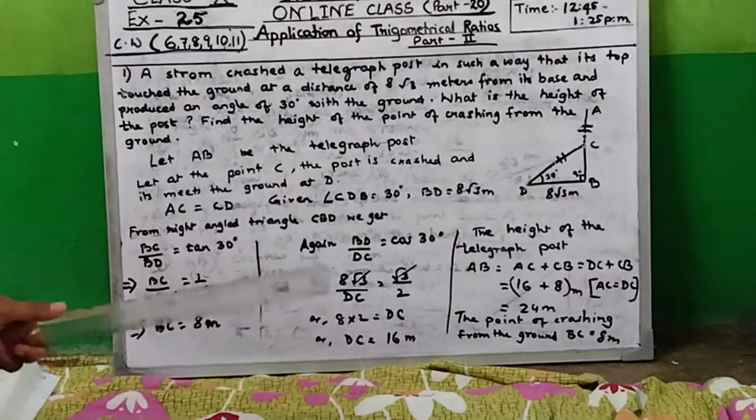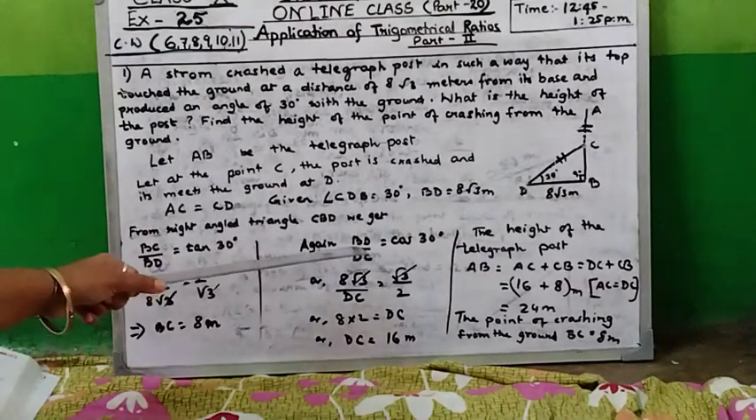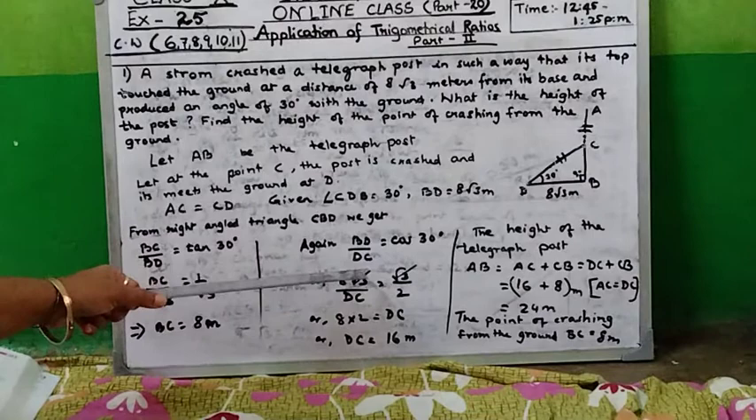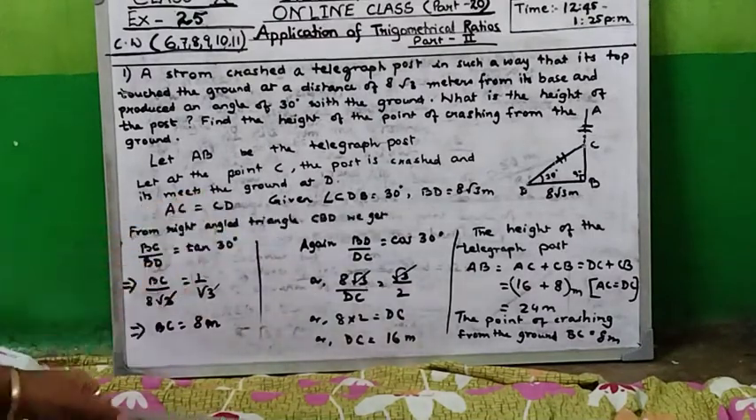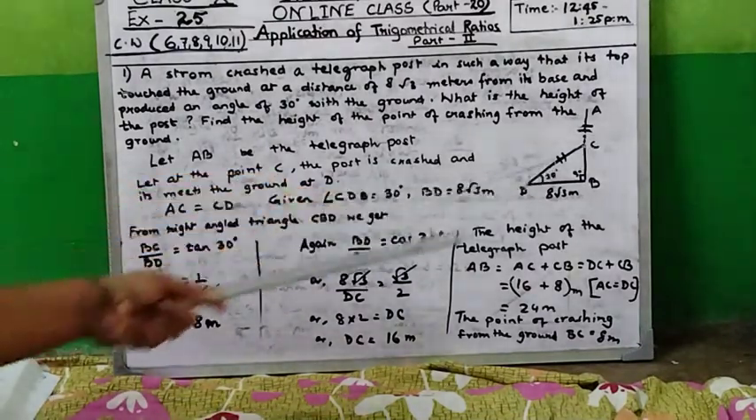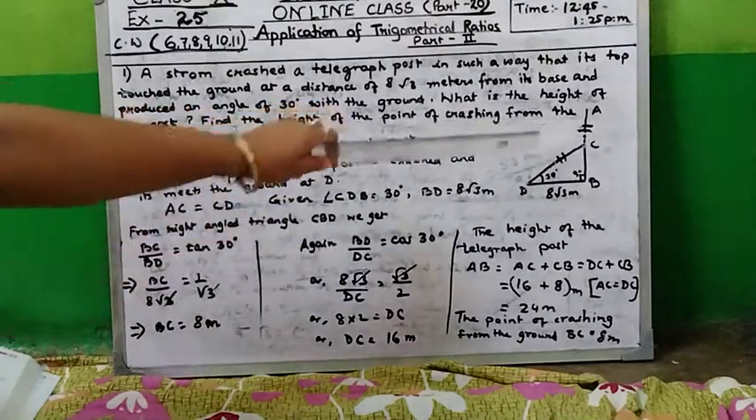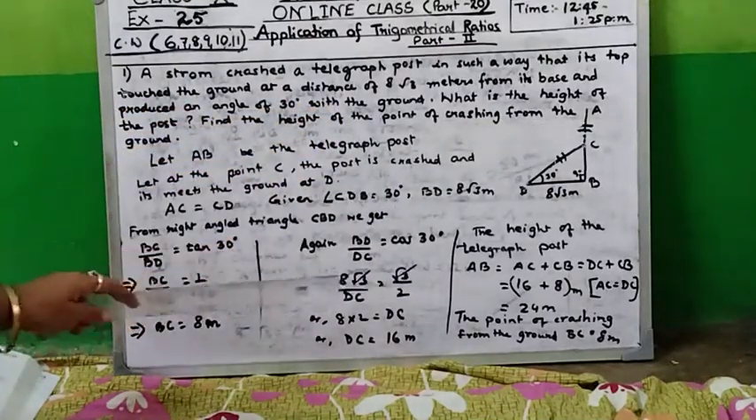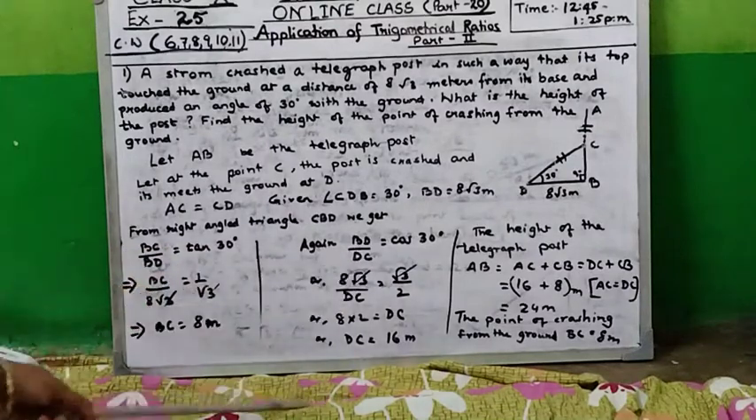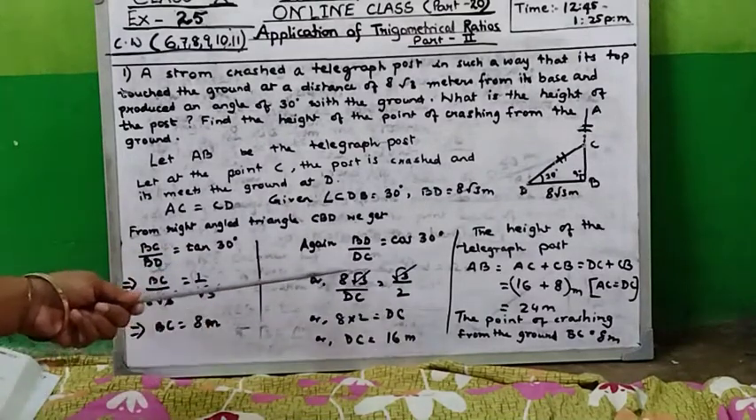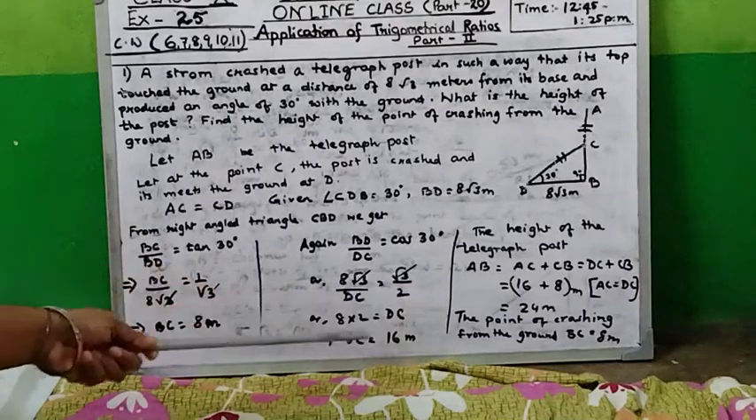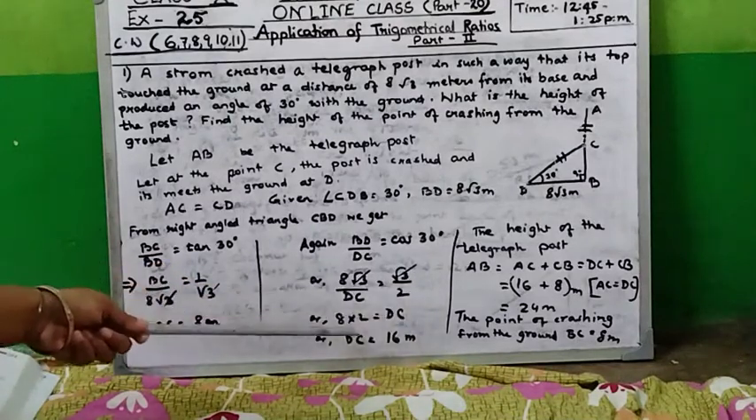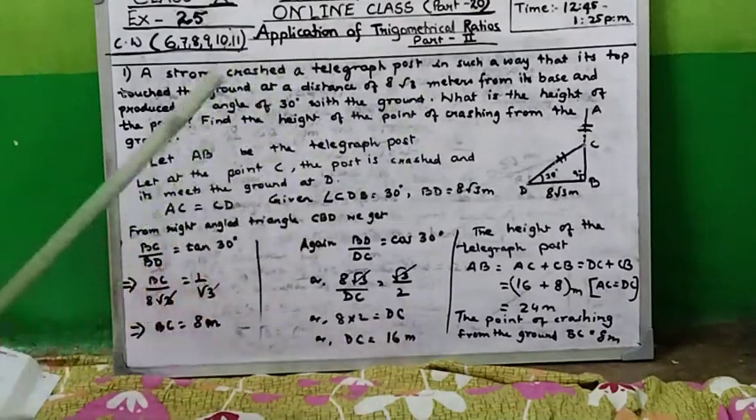Base by hypotenuse. So base is BD and hypotenuse is DC into cos 30. So BD is equal to 8 root 3, and what is hypotenuse DC? That is equal to root 3 by 2. Root 3 gets cancelled and you just cross multiply. So DC is equal to 8 into 2, that is equal to 16 meter.